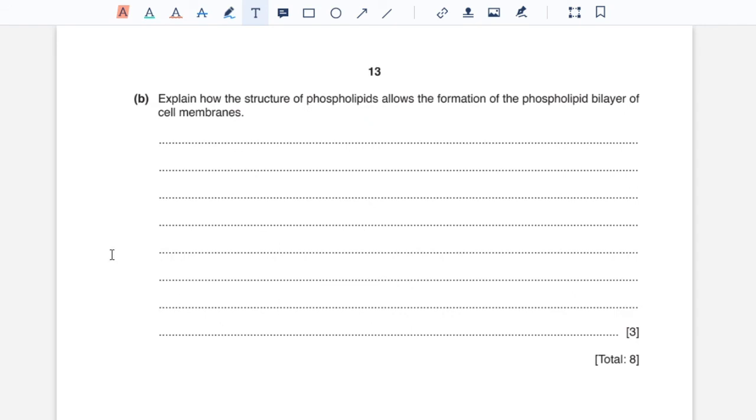We explain how the structure of the phospholipids works: the phosphate heads face towards the aqueous environment where they form hydrogen bonds, and the fatty acid tails that are hydrophobic face towards each other and form hydrophobic interactions with each other.